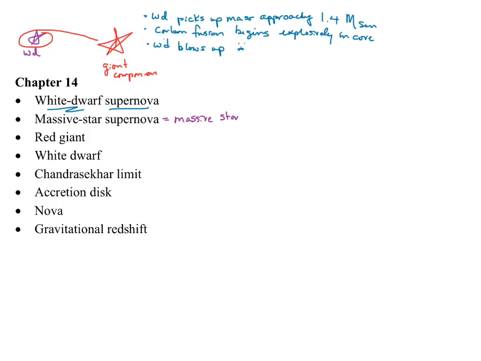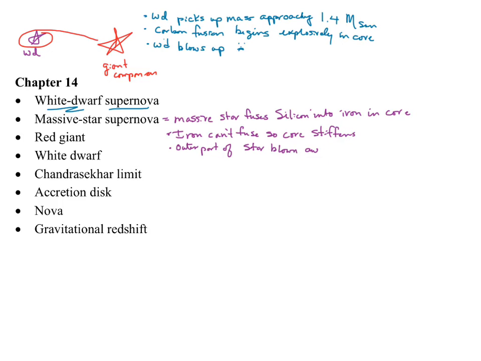The massive star supernova, that's actually a type 2 supernova, and that happens when a star that's more massive than usually 8 solar masses ends its life. It fused silicon into iron, and it can't fuse iron into anything else, so it basically blows up. The massive star supernova leaves behind either a neutron star or a black hole.